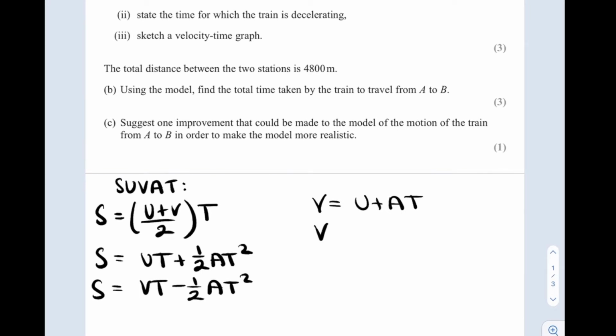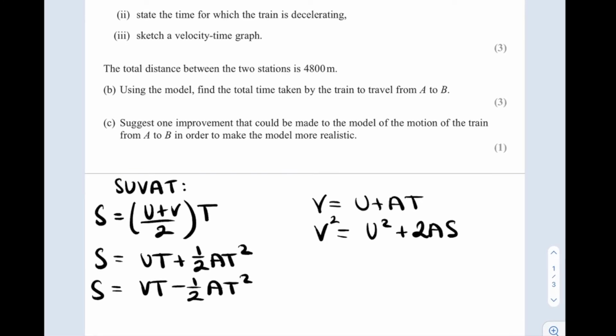And then you've got the v equations, which are v equals u plus at, and v squared equals u squared plus 2as. Okay, so I'm going to decide which one of these equations I'll use in a minute, depending on the information. But we will need to process the information to start off.